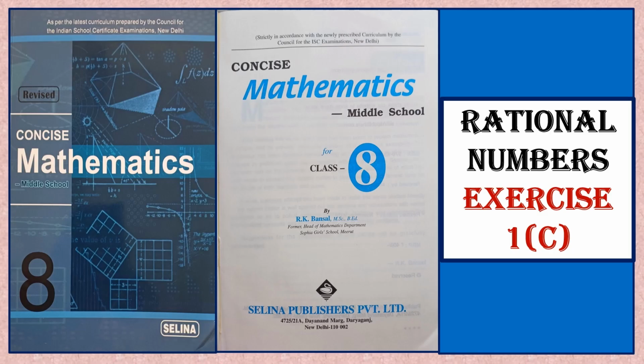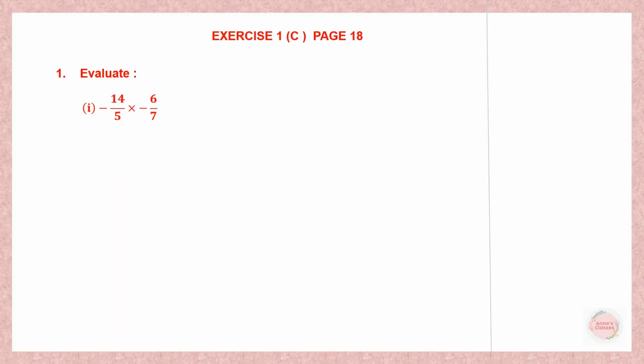Let's do rational numbers exercise 1C. Exercise 1C is found on page number 18 and we are with the first question, evaluate. What's the meaning of evaluate? Solve what is given here, and here we've been given the operation multiplication. That means we have to multiply these two rational numbers. So here let's write this down as minus 14 by 5 into minus 6 by 7.